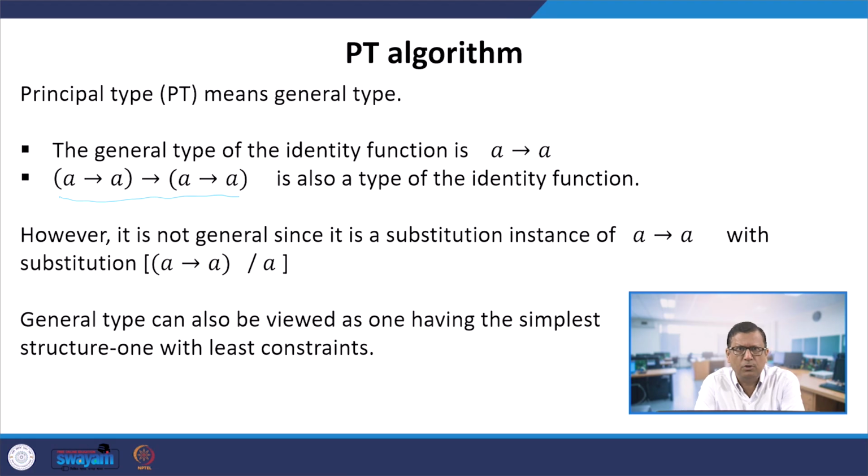Now, a general type can also be viewed as one having the simplest structure, one with the least constraints. For example, the first one says it is a function from a type variable A to another type variable A. This other one says it is a function whose domain will be a function and whose range will also be a function, but this is more constrained than the other one. So, we say the first has a simpler structure, and in fact it is the simplest. If the structure is the simplest, that is called the general type or the principal type of a function.